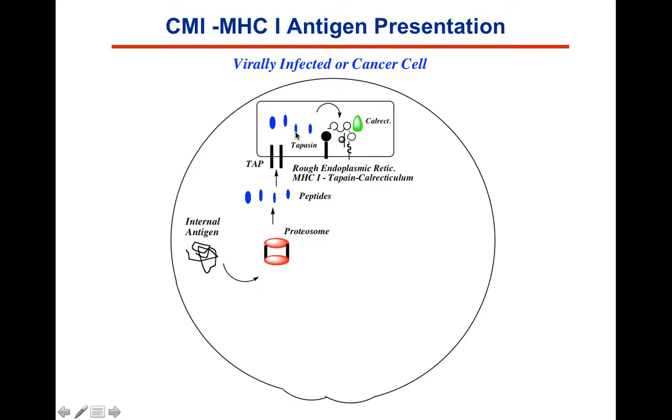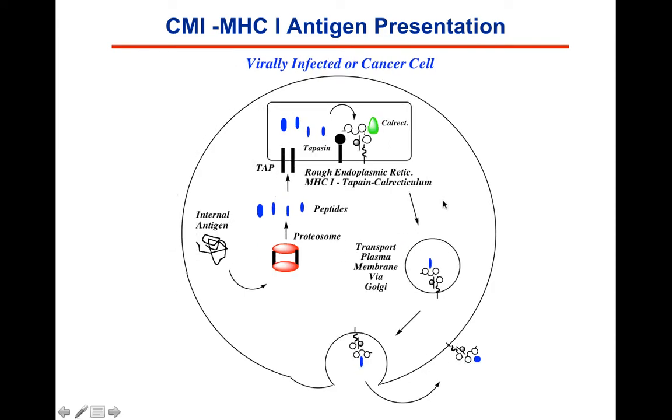Now, when these peptides from the internal antigen come in, they're sampled by the MHC1s that are produced by the cells. And if one of those MHC1s, and there are actually several MHC1s produced by cells, is able to bind to a peptide fairly tightly, it's going to be transported to the plasma membrane via the Golgi. The tapsin will be released and removed, as well as the calreticulum. And that peptide-MHC1 complex is going to move and merge to the surface and display the MHC1 on that surface with its peptide.